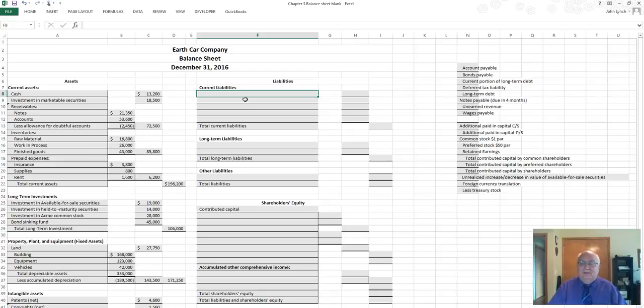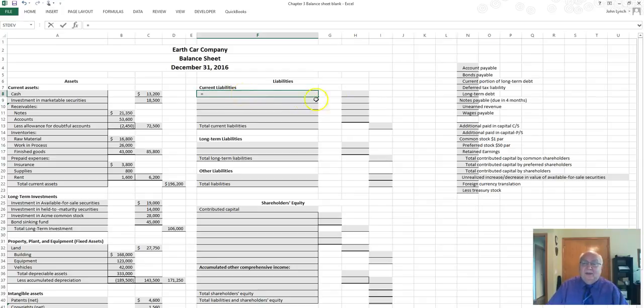Okay, current liabilities you're familiar with. That's just debt that you have that's due within 12 months. Long-term liabilities is debt that you have beyond the 12 months, and other liabilities are ones that just don't fit anyplace else, so we put them there. And then the other section we're going to have is shareholders' equity, and it's called various things, which we'll get into in a little bit.